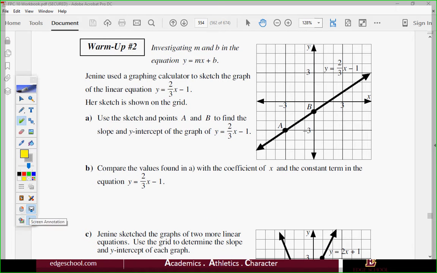Let's do warm-up number 2. Investigating m and b in the equation. Janine used a graph calculator to sketch 2/3 x minus 1. Use the sketch and points A and B to find the slope and y-intercept of the graph. Where does it cross? It's crossing at negative 1, so the y-intercept is negative 1. Well, let's count the slope. Up 1, 2, 3. So we're just putting together that m is slope, b is the y-intercept when you have it in slope-intercept form.